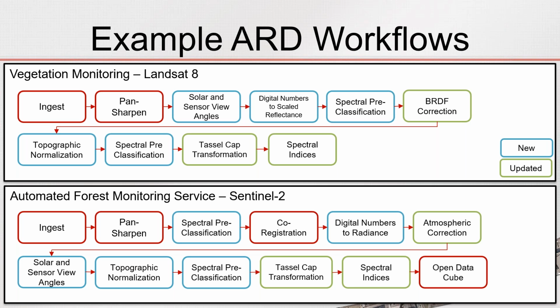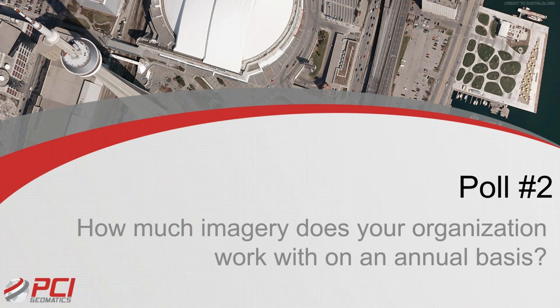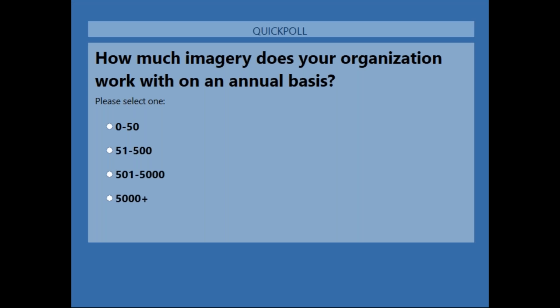So I'm just going to ask a second poll, and I'm going to pass over to Guillaume. I'm just trying to get a sense of how much imagery the people attending today work with on a regular basis. So is it 0 to 50, 51 to 500, 501 to 5,000, or 5,000 plus? Obviously, depending on the mandate of your organization or access to data or the type of work that you do, this answer will vary quite a bit.